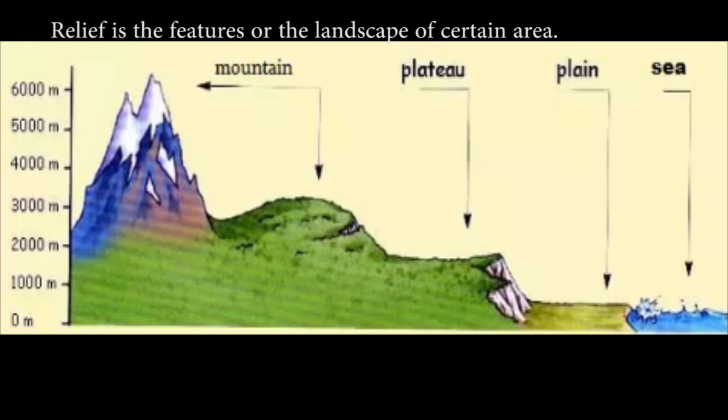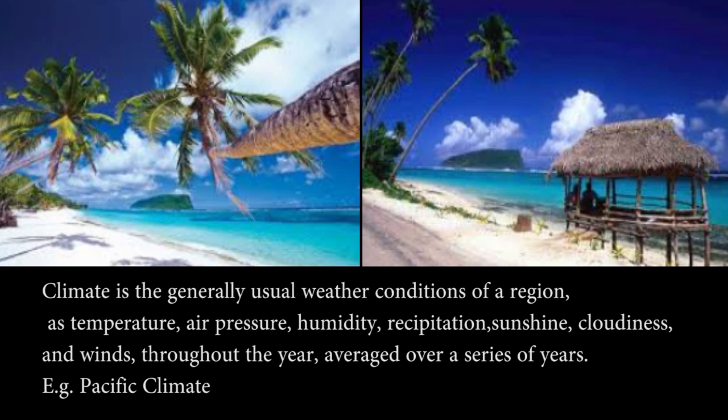Relief can be defined as the features or the landscape of a certain area. Some technical terms: climate refers to the conditions of a region, which include the temperature, the air pressure, the humidity, the precipitation, the sunshine, the cloudiness, and winds throughout the year. They can be averaged over a series of years, which gives the climate. So if you have time, please go and find out the definitions for the terms temperature, pressure, and so forth.